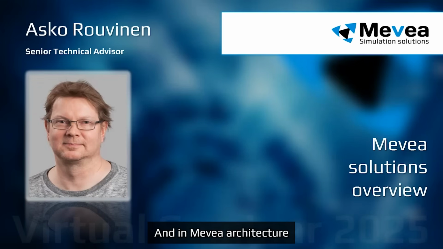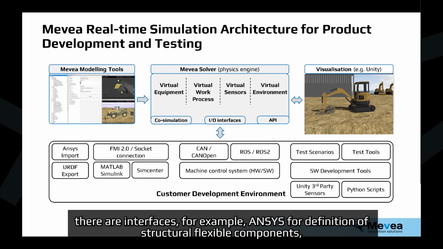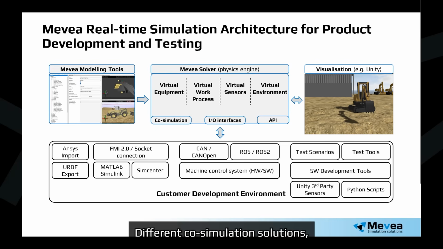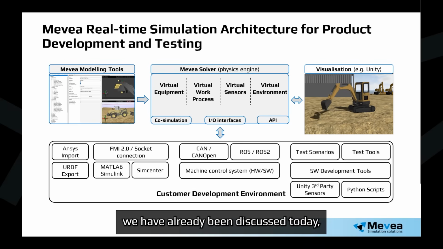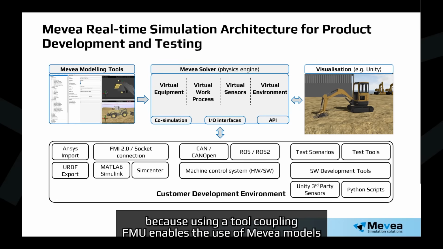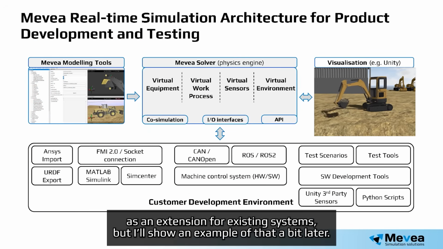In the Mevea architecture, we offer several possibilities to integrate to different phases of R&D work. On the modeling level, there are interfaces, for example, ANSYS, for definition of structural flexible components, or exporting the URDF file for robotics tools. Different co-simulation solutions have already been discussed today, and those enable the use of existing models and tool chains in a familiar way, because using a tool coupling FMU enables the use of Mevea models as an extension for existing systems. But I'll show an example of that a bit later.